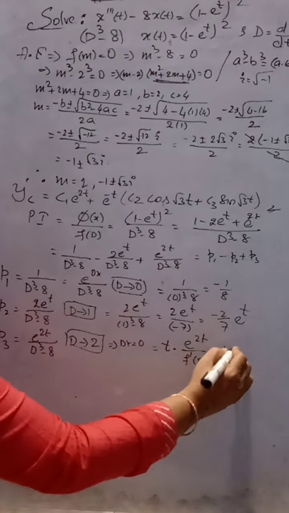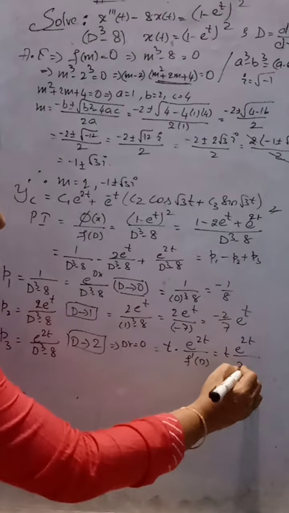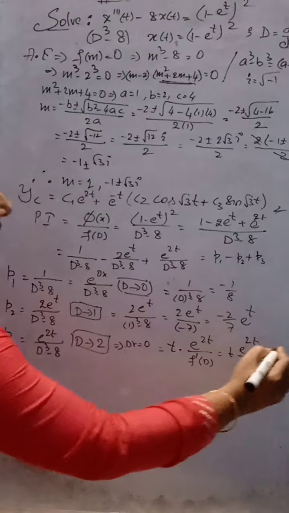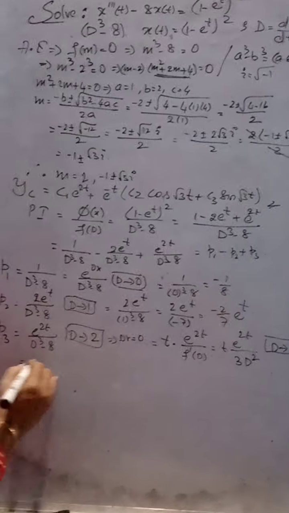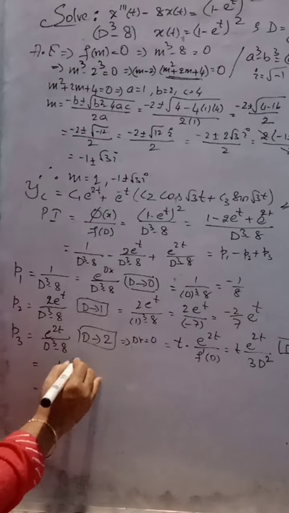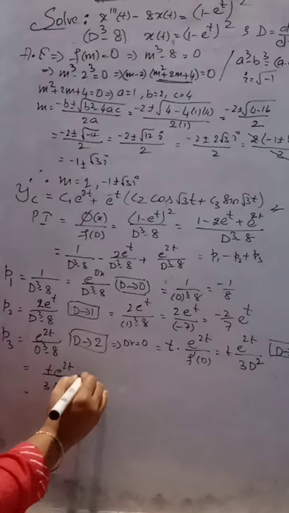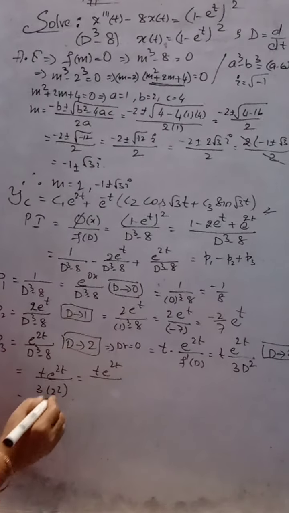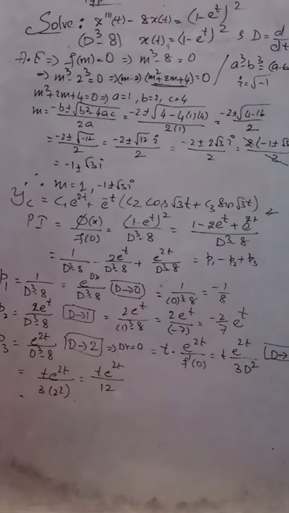And what is f dash of D, my dear friends, here? Differentiate the denominator here. We are going to get 3D square minus 0, which is going to be just 3D square. Now again replacing D by 2. Let us see what we got. So t into e power 2t, the whole divided by 3 into D replaced by 2, so 2 square. So t e to the power 2t divided by 2 square is 4, 3 fours are 12. So this is the answer for the third part.